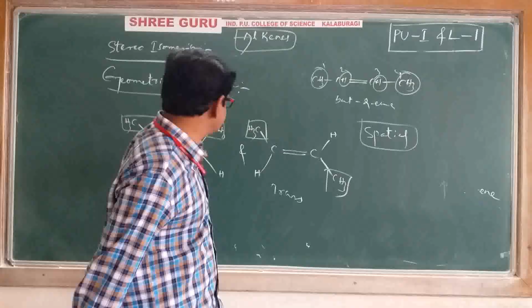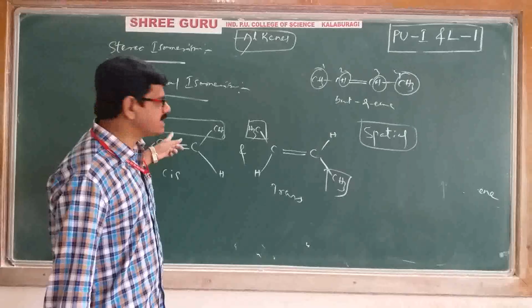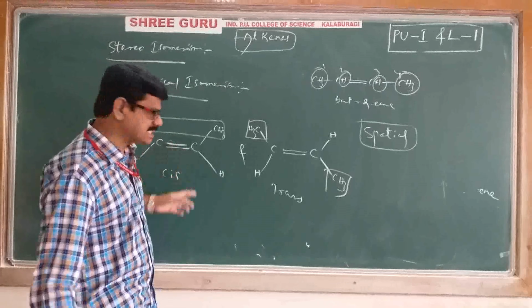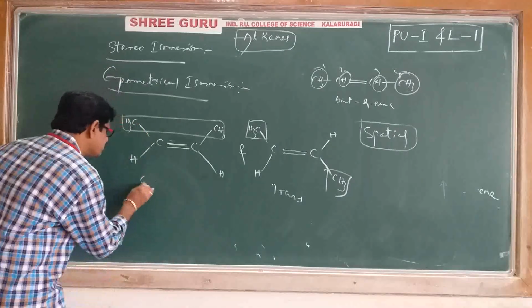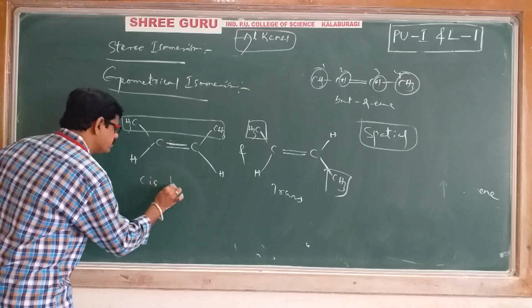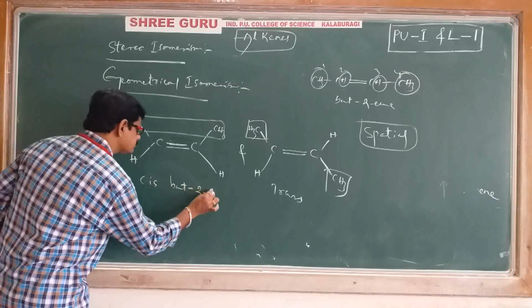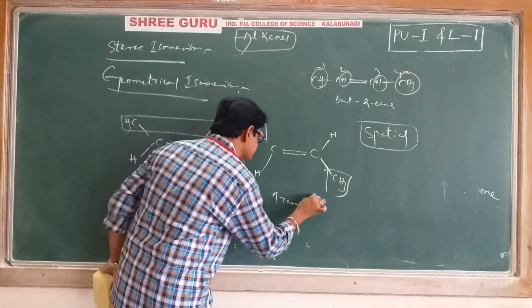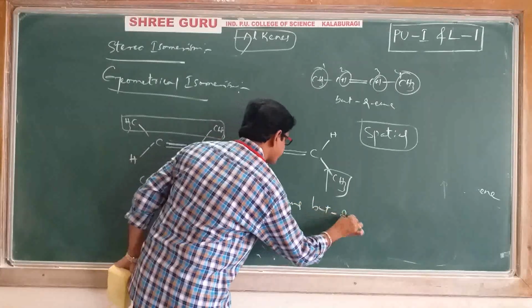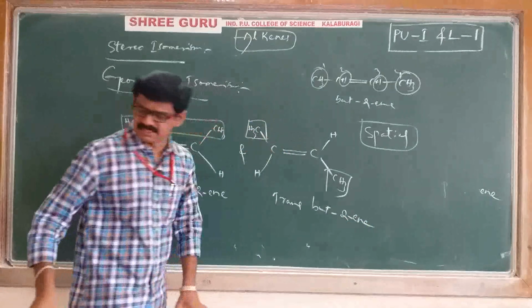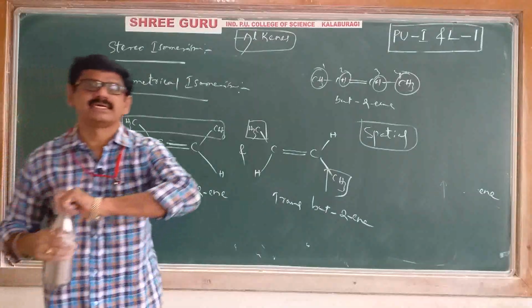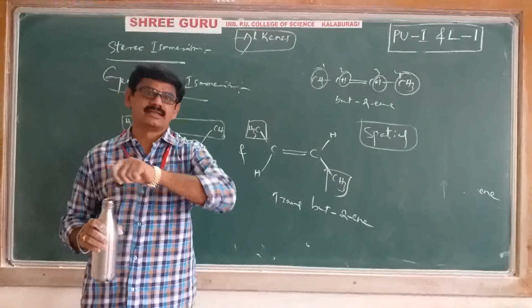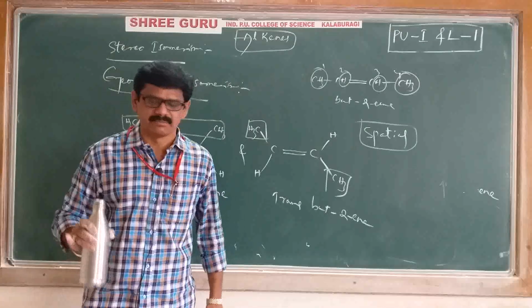Next, we will write its complete IUPAC name, because it is nothing but a butene. That's why its complete name is cis-butene, and its complete name is trans-butene. Okay, right. Cis-butene as well as trans-butene are not interconvertible.